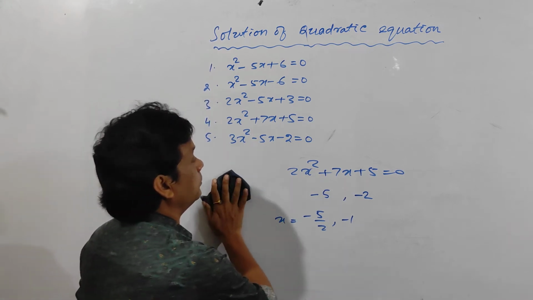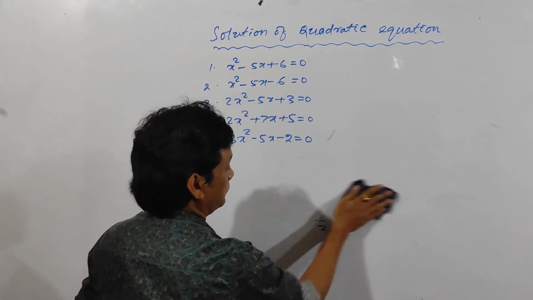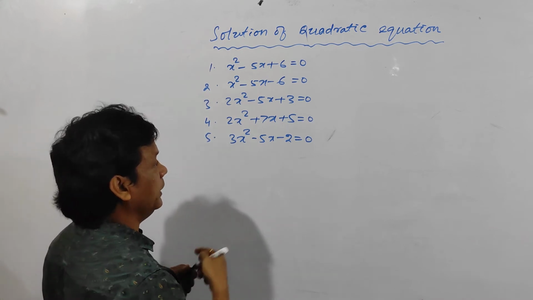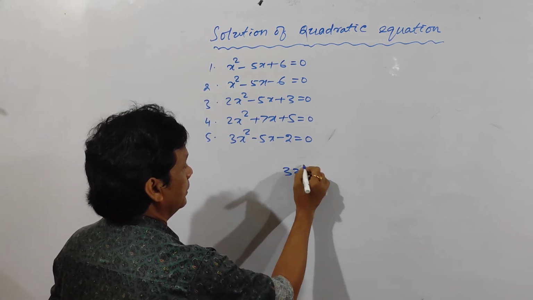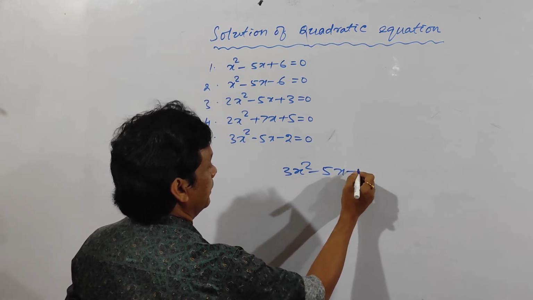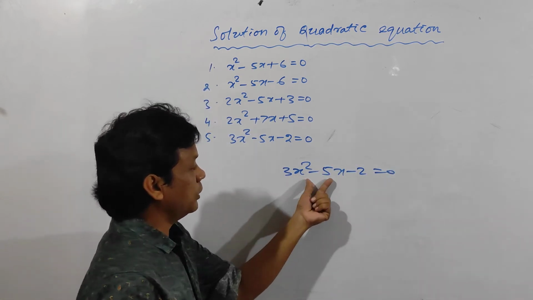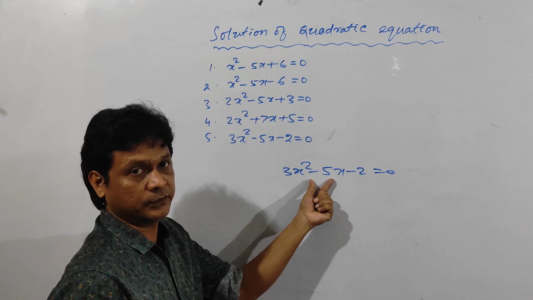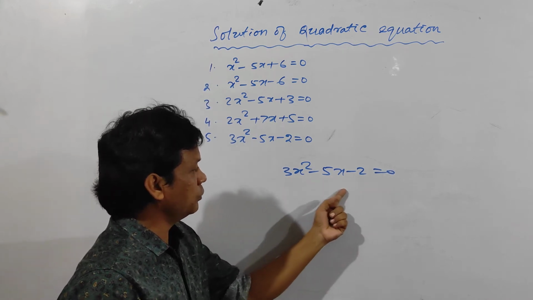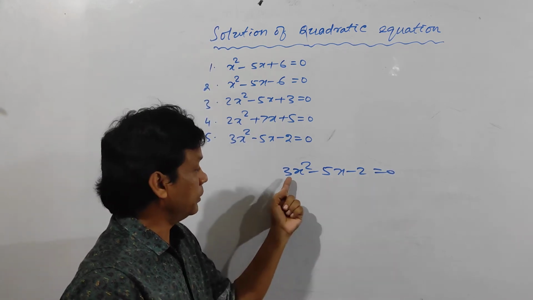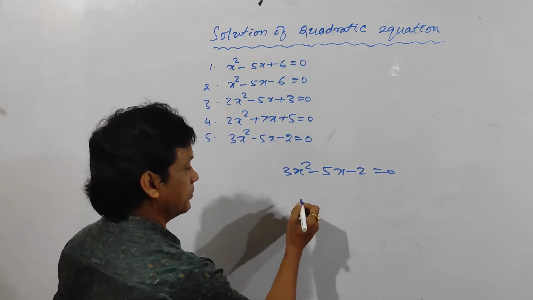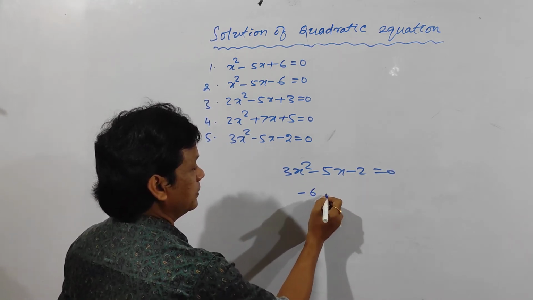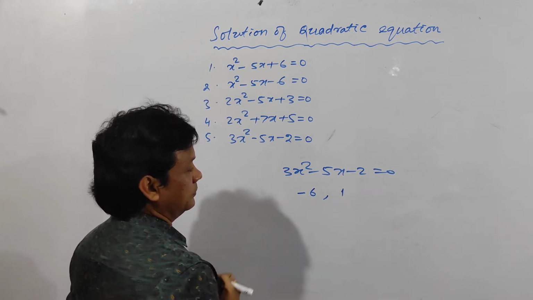Okay. And the last one. How to do this one? So it is 3x square minus 5x minus 2 equal to 0. The sum is minus 5. Clear? And the product should be minus 6. Product should be minus 6 and the sum should be minus 5. It is minus 6 and 1.